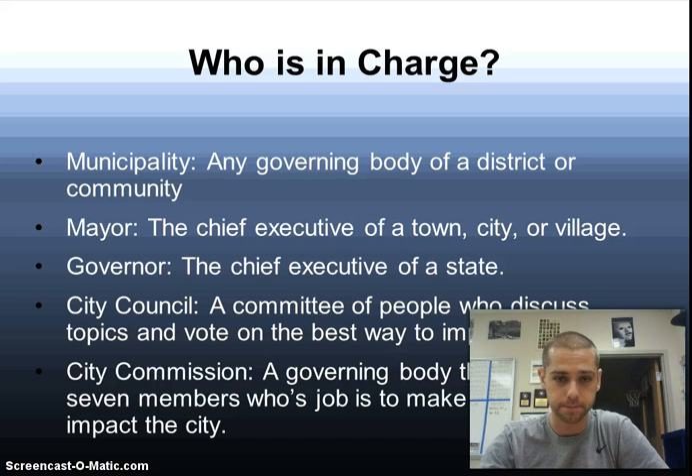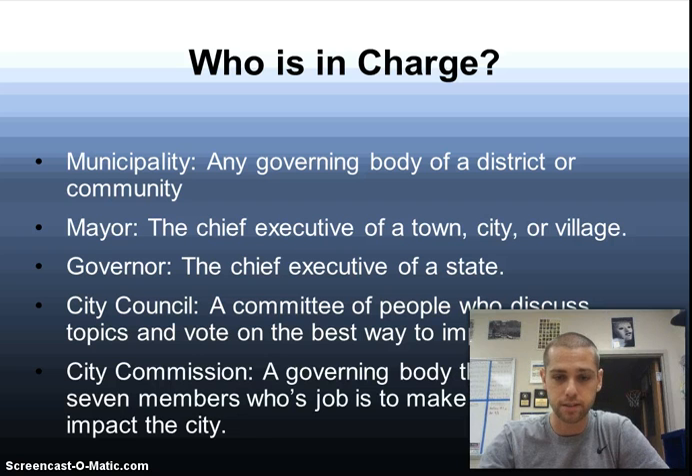of that specific area. As we go forward and get to a higher level and the state level, we have a governor, who is the chief executive of a state. We also have a city council, which is a committee of people who discuss topics and vote on the best way to improve a city. A city council can be anywhere from 5 to 50 people, and only certain communities have a city council set up. That's important to mention and important to know when you're talking about the difference between a city commission and a city council. They're very, very similar, and most places only have one or another. They do not have both.